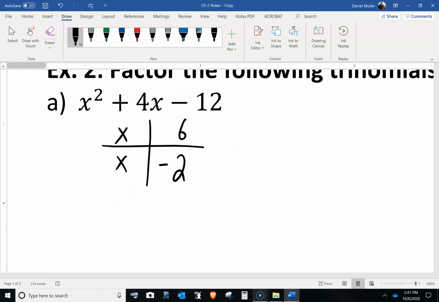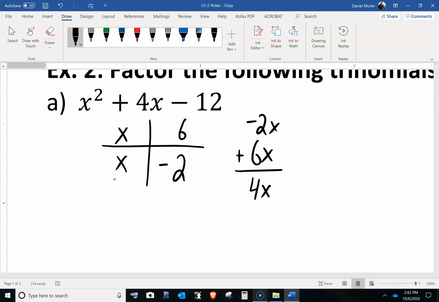But do my diagonals add to the middle? So I've got a negative 2x. X times 6 would be a 6x. And if we put those together and added them, 6 and a negative 2 would be a positive 4x, which is what I have.